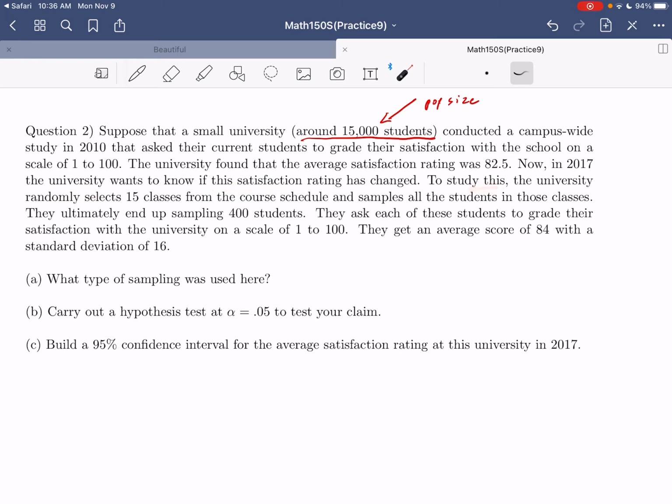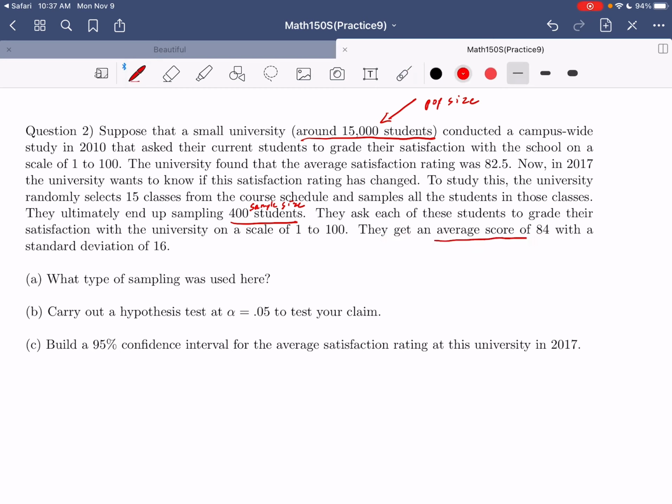To study this, the university randomly selects 15 classes from the course schedule and samples all the students in those classes. They ultimately end up sampling 400 students. So we know that this right here, those 400 students, that's going to be our sample size. They ask each of these students to grade their satisfaction with the university on a scale of 1 to 100. They get an average score of 84 with a standard deviation of 16.